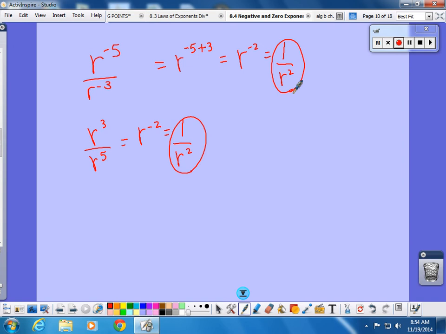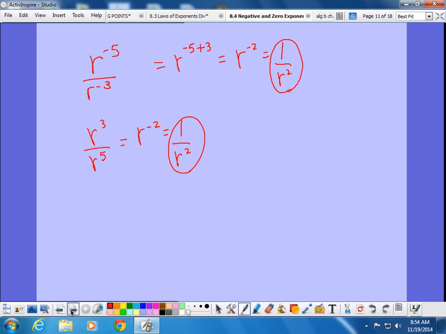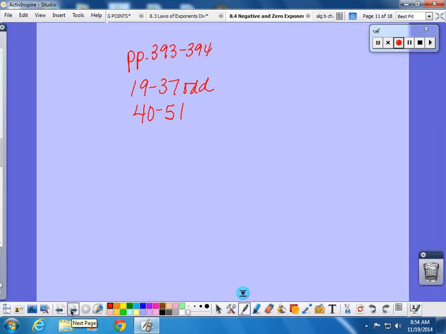I always try to use the rule first that makes it the simplest. I'll look ahead and figure it out. If there's something inside parentheses that needs to be simplified using the quotient rule or whatever rule, before I take it to a power on the outside, definitely do it that way first. But this problem didn't matter. Alright, here's our assignment.